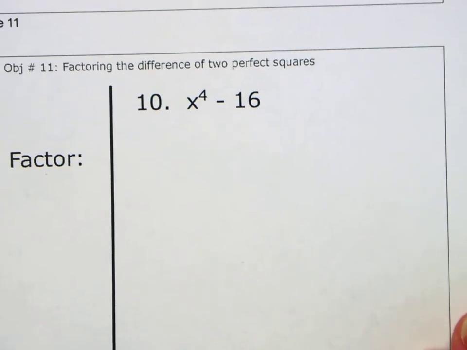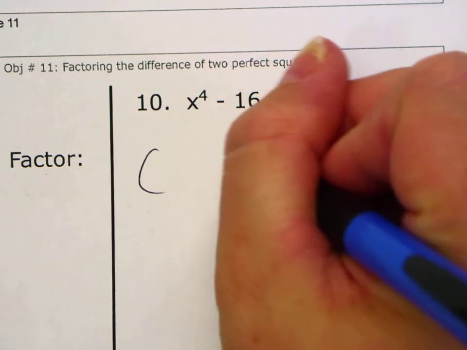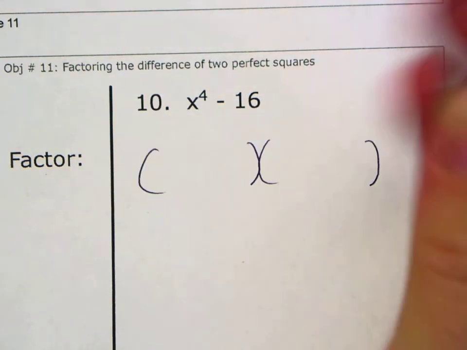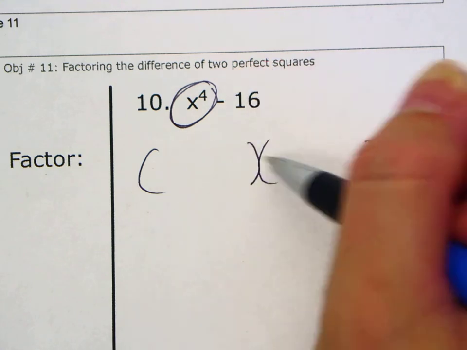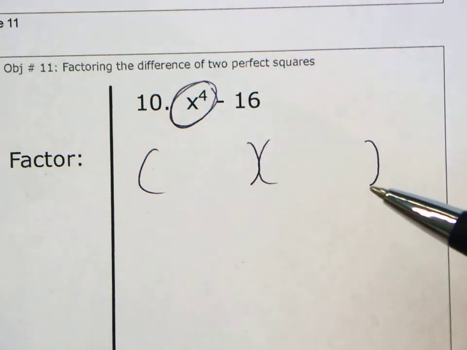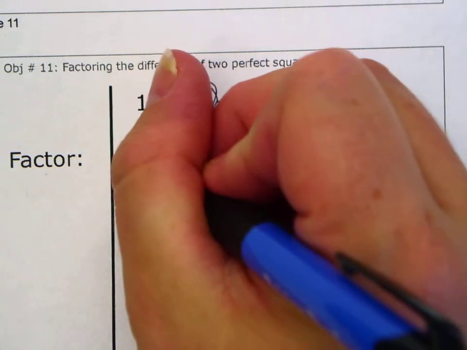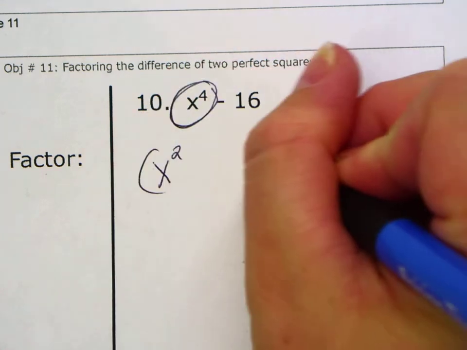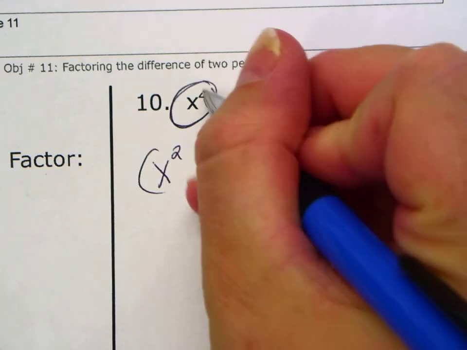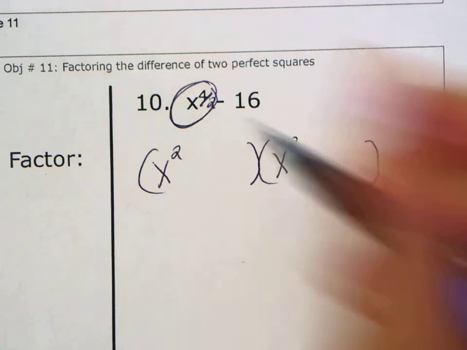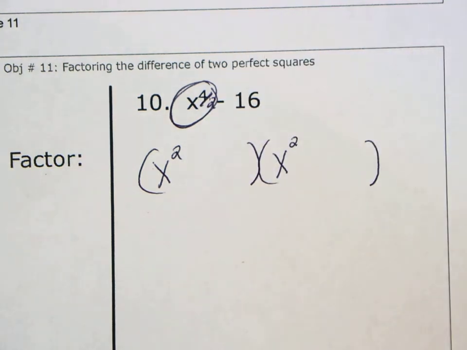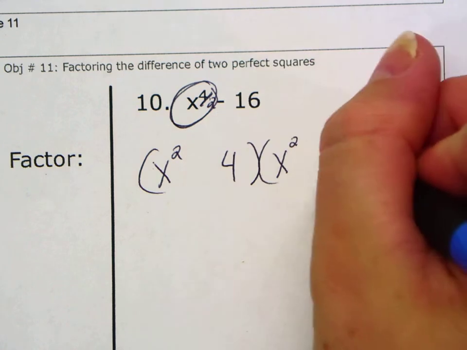X to the 4th, sorry, minus 16. Now, this one's harder because what are you going to do to x to the 4th? What times itself is x to the 4th? Anyone have an idea? X squared times x squared. All you're going to do is divide the exponent by 2, right? Because 2 plus 2 is 4. What times itself is 16? 4 and 4.